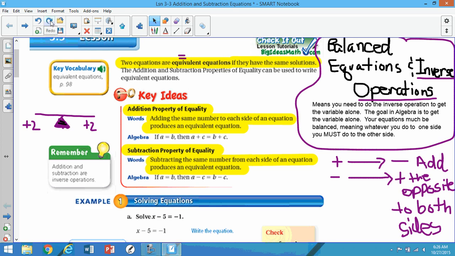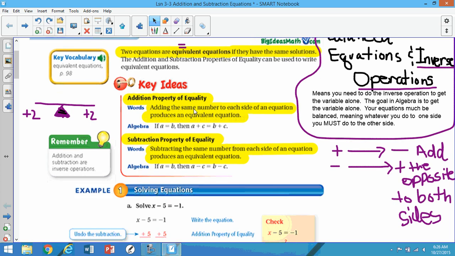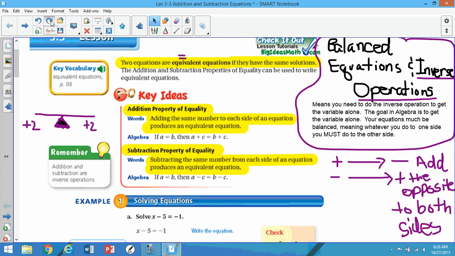The inverse means you need to do the inverse operation to get that variable alone, which is what I just said. The goal in algebra is to get that variable alone. That's huge. That is what you're trying to do anytime you're solving an algebraic equation: you need to get that variable alone.